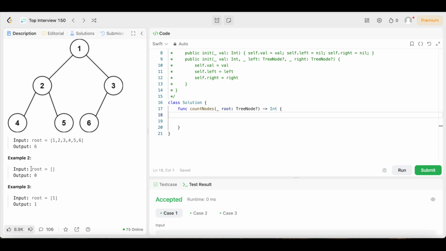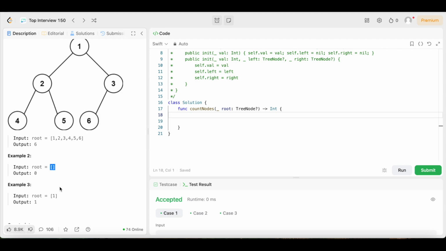So in example 2, root equals a blank array. The output would be 0 because it's a blank binary tree, so there are no nodes. There are 0 nodes to count, so we can put 0. And same thing with the input root. If there's only one root node, then we still have to count that root node, and the output would be 1. So now that we understand the question, let's get into the fun part, the solution.